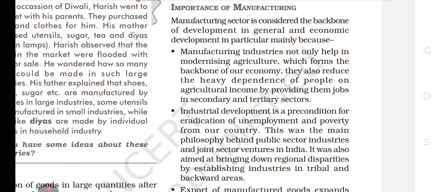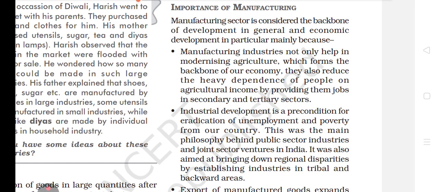And they also reduce the heavy dependence of people on agricultural incomes. Because you know very well that in India most of the people are engaged in agricultural activities only. Primary sector is big in India because people are engaged in the agricultural sector only. So it is basically reducing this dependence of people. How? Because if manufacturing industries grow, people will have jobs in secondary and tertiary sectors as well. If manufacturing industries grow, obviously there is a need to transport these things, so in the secondary sector people are needed, and in the tertiary sector also people are needed.